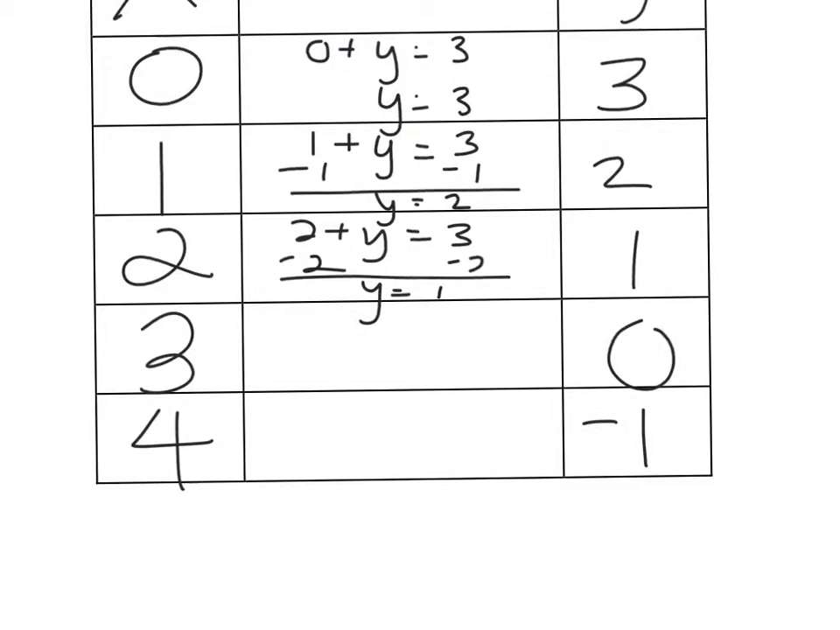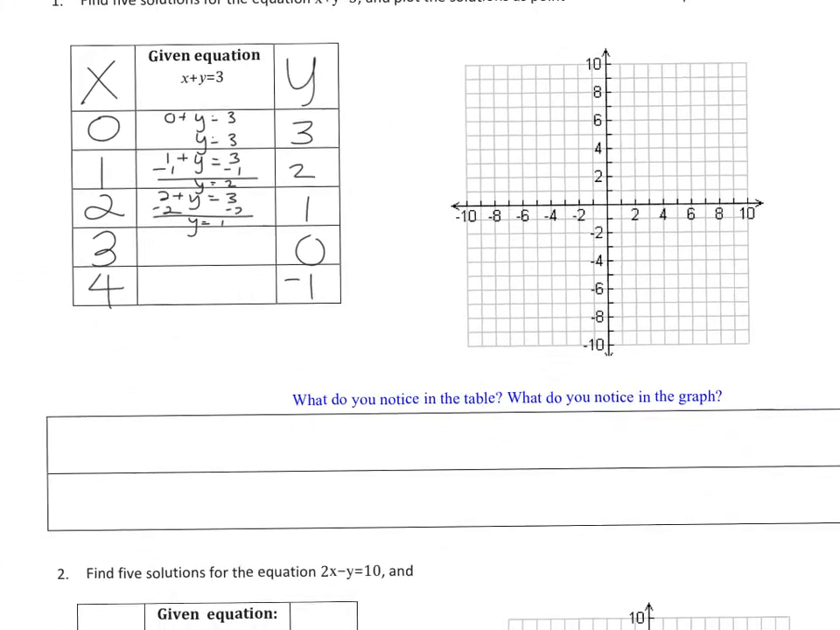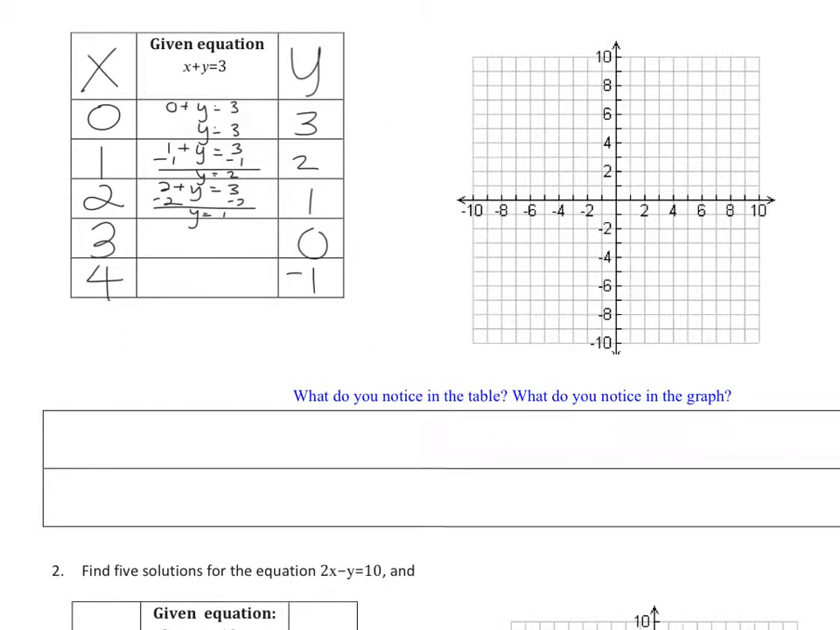Okay, so let's take a second and plot those points. So (0, 3) is the first thing we're going to plot. (1, 2). (2, 1). (3, 0). And (4, negative 1). Do the best you can to draw a straight line.